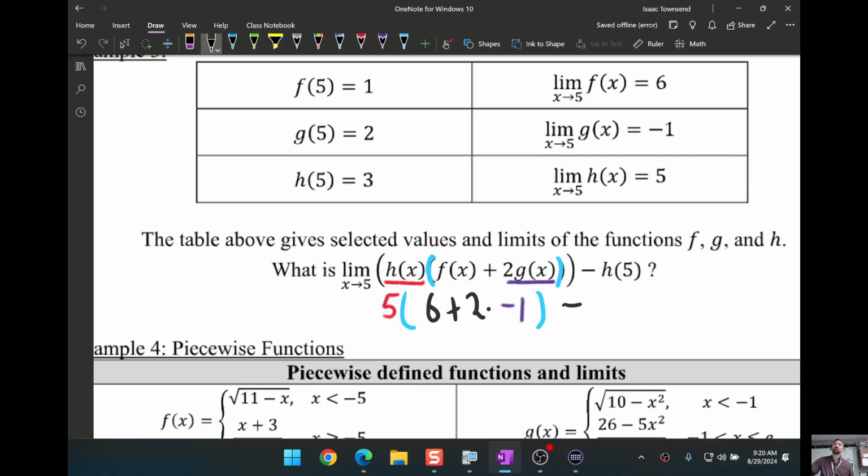And then this out here has nothing to do with limits. This is how you talk about points. h of 5 is the point when, if you plug 5 into h, you get a value of 3. So, in the end, being careful about these parentheses, your answer comes from 5 times 4 minus 3, which is 20 minus 3, or 17.